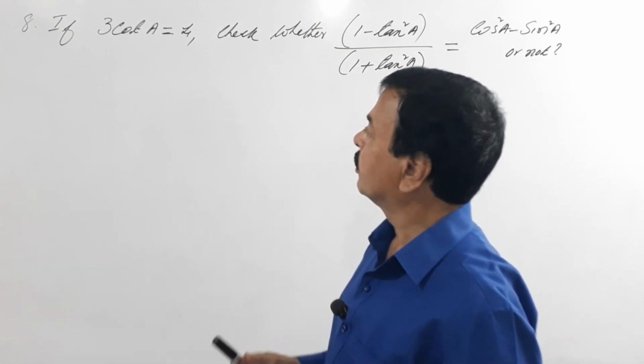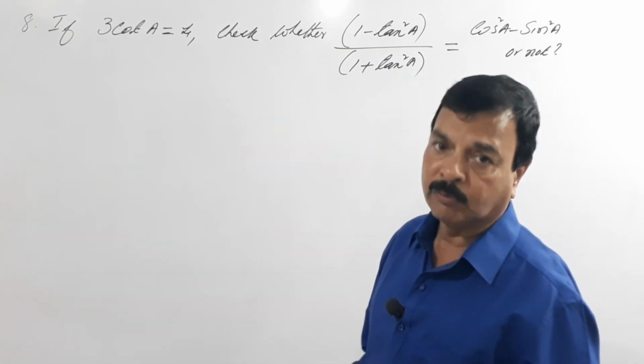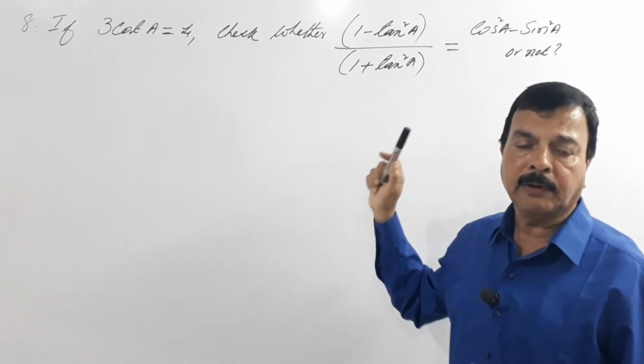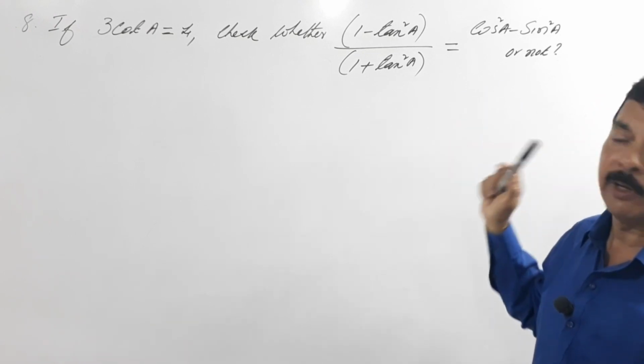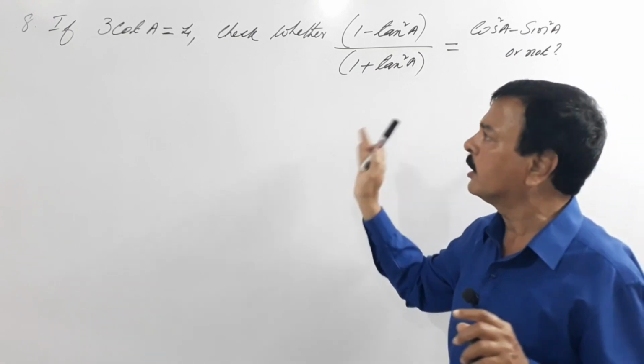So dear students, problem number 8, we are going to do it. If 3 cot A equals 4, check whether (1 minus tan square A) divided by (1 plus tan square A) equals cos square A minus sin square A. You have to check whether this is equal to this or not. Very simple. Let us see.